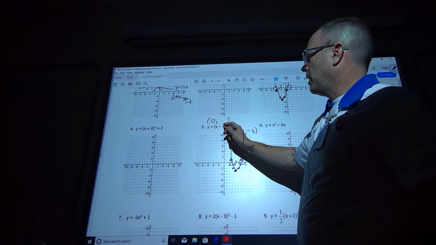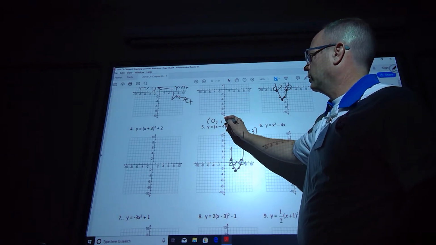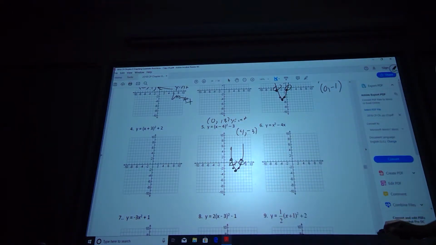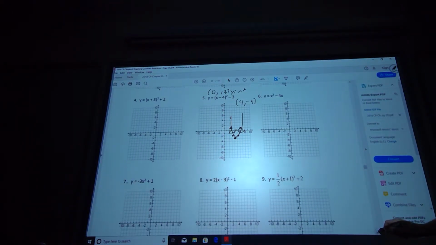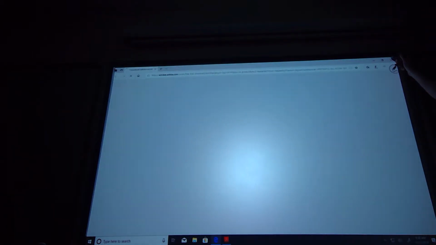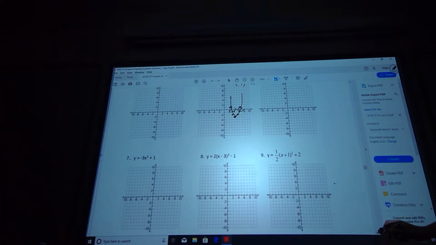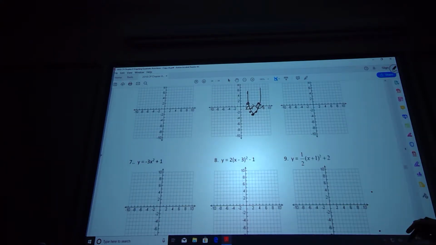Negative 4 squared is positive 16. 16 minus 3 is 13. So that would be my y-intercept on number 5. Number 7.